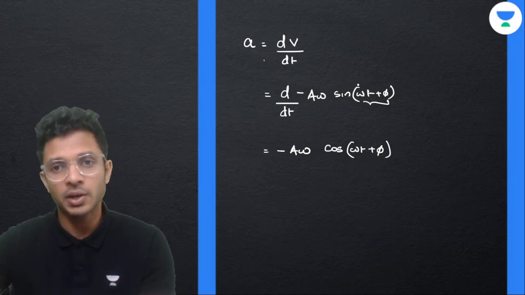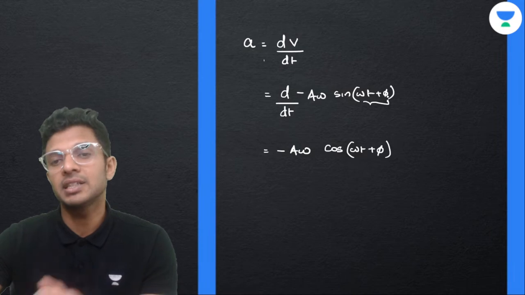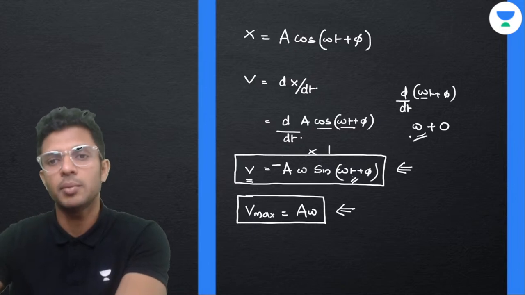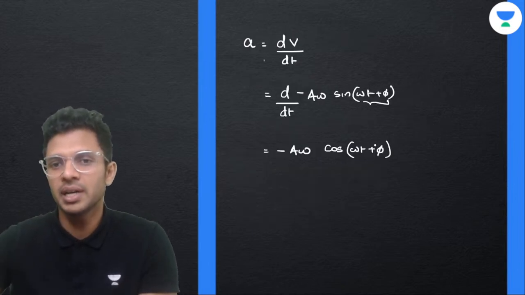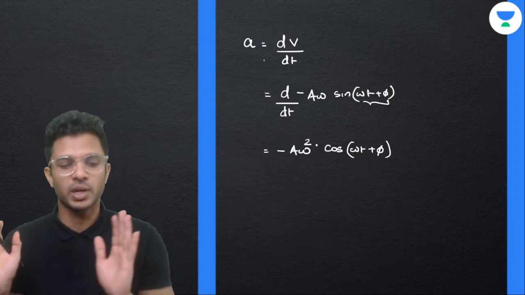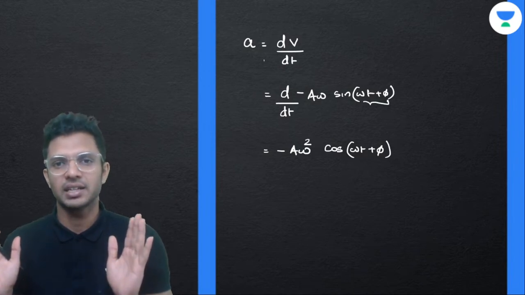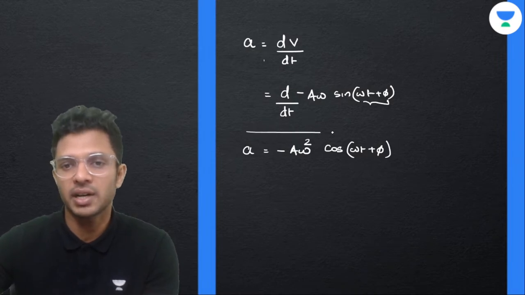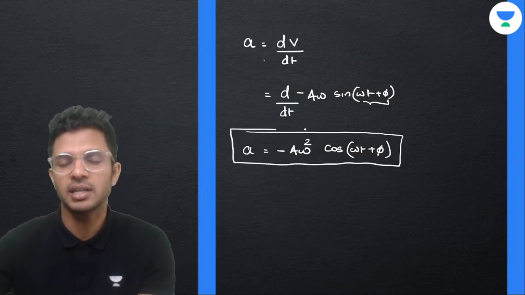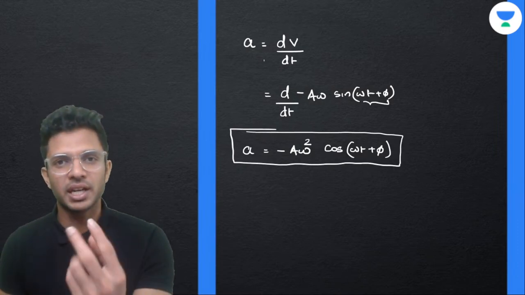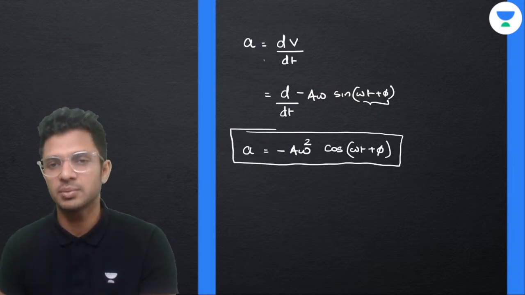Now tell me, once you differentiate omega t plus phi, what value do we get? We did the differentiation before on the previous page. How much will we get? Omega. So differentiating omega t plus phi, we get omega outside the cos function. One more omega will make this omega square. So we got the formula for acceleration as minus a omega square cos omega t plus phi. Very, very important. Look at it and try to analyze each and every term and the entire equation.